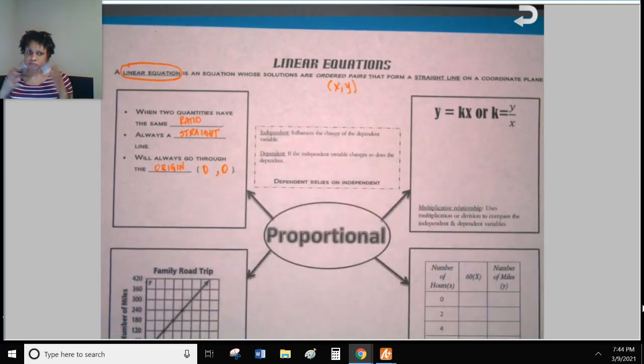Okay? So things that we'll see in a table always have the same ratio, 2 to 3, 2 to 3, 2 to 3. Even if it's been scaled up or scaled down, it's the same ratio. On a graph, it's always going to have a straight line, and it's always going to go through the origin. Okay? So those are things about proportional relationships.